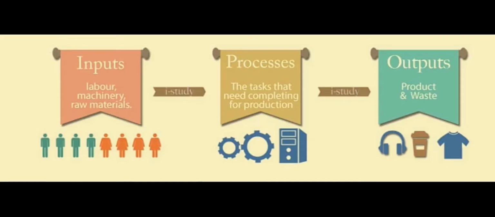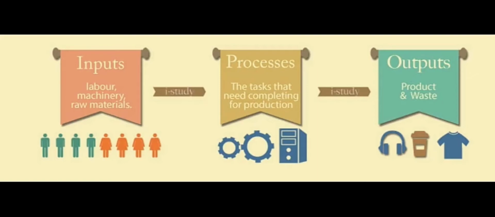So what are the common inputs for all industries? Labor, machinery, raw materials, right? These are the inputs for all industries. And what is the process? What is meant by process? A task, the work. Task means work that needs to be completed for production. For example, in the iron and steel industry, the process is smelting. In the textile industry, spinning, yarning, weaving, etc. and dyeing.